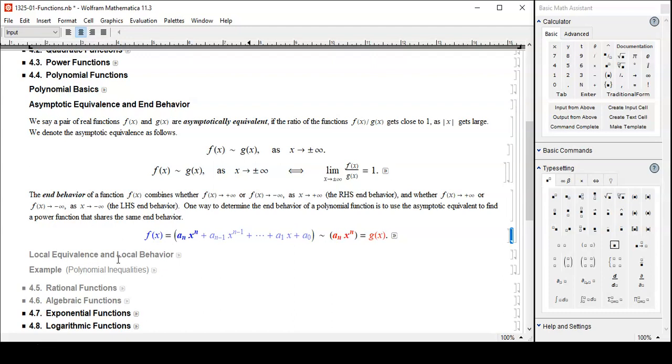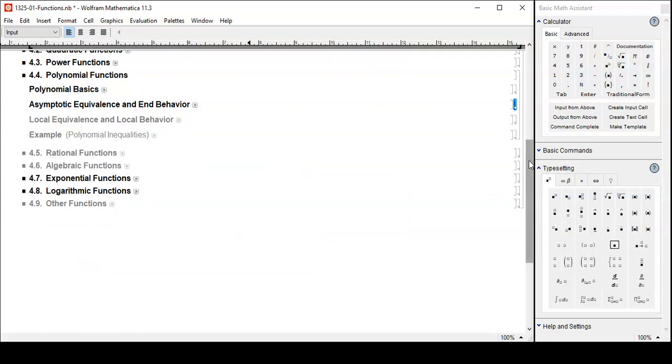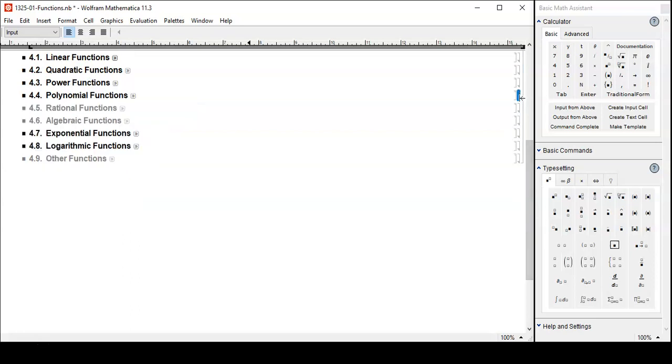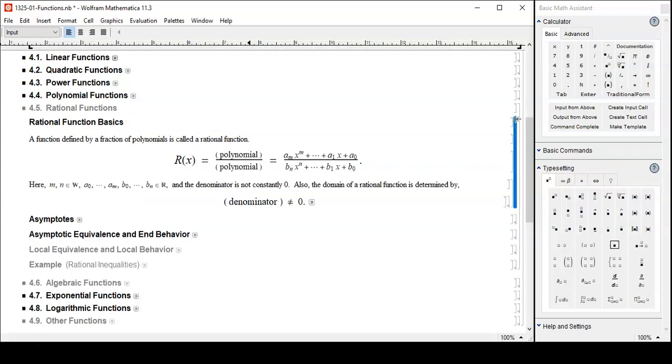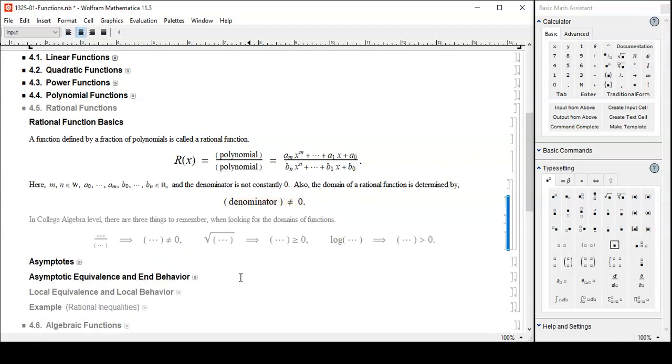Let's not worry too much about local equivalence yet. And let's just go over to rational functions, because with polynomial functions, it's difficult to visualize that asymptotic equivalence. I showed you some pictures, but that's a bit limited. Rational functions are defined as polynomial over polynomial, just like a rational number is defined by integer over integer. Of course, the denominator is non-zero. You cannot divide by 0. So that means we have some domain issues to consider.